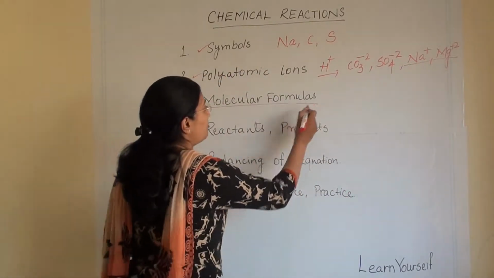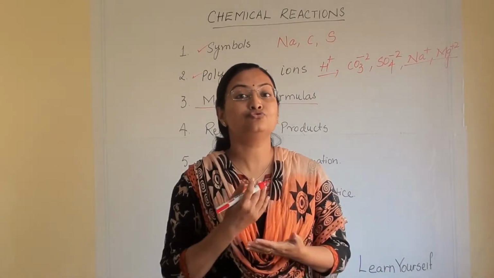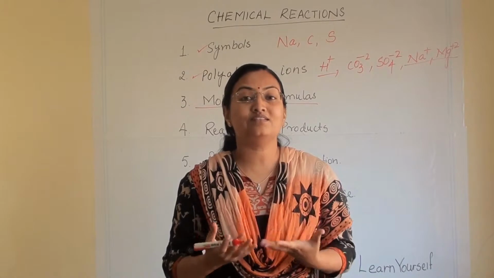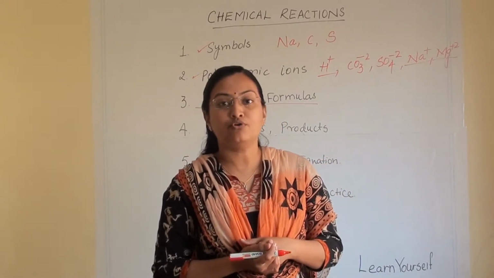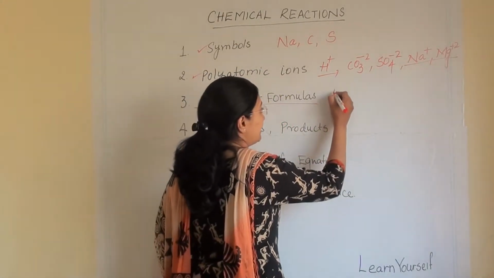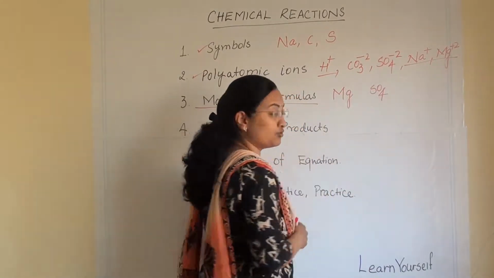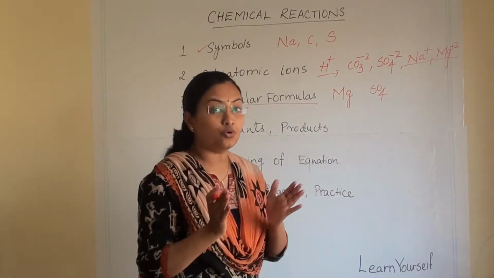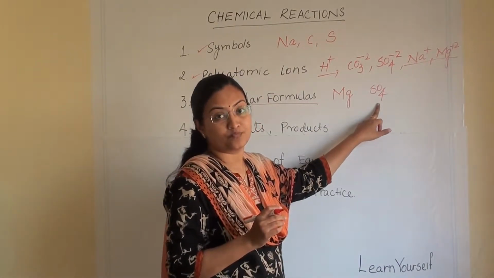The molecular formulas. The next step is that you should be able to write the molecular formula of a particular compound. For example, magnesium sulfate. Magnesium and sulfate. It is SO4. So you should know that magnesium is Mg and sulfate is SO4.